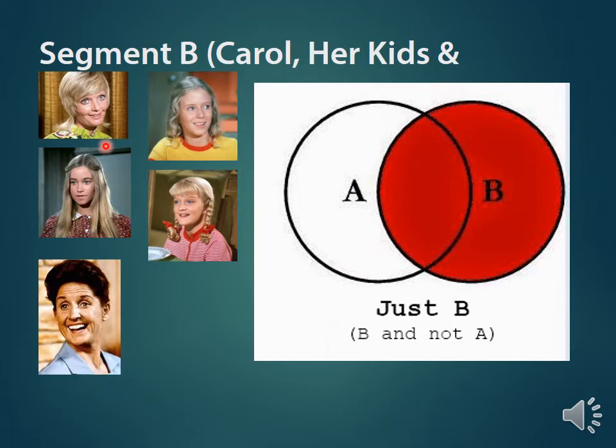Now, here's segment two. This is Carol and her children here, and also Alice, all right? So this is segment B, and these guys are called the Martins. And as you know, in a very famous show, something happened with these two groups, and we're going to do it.